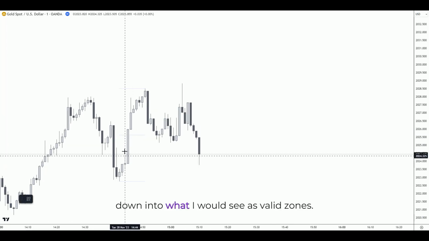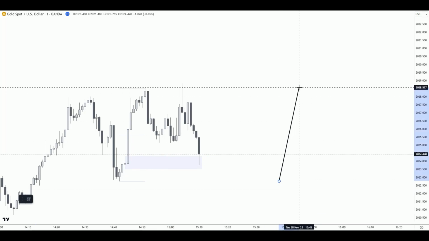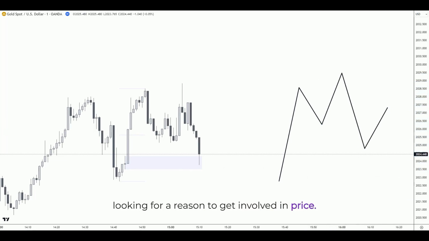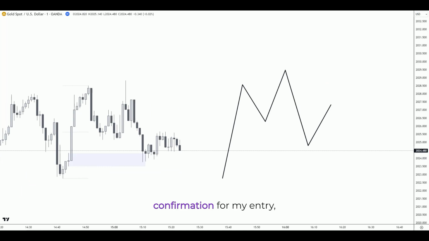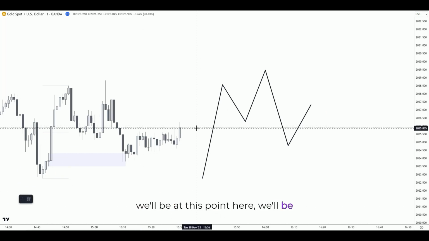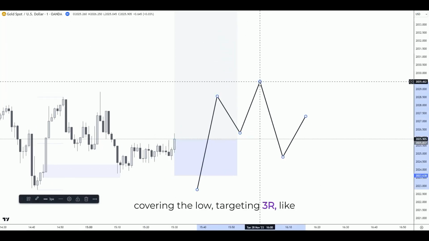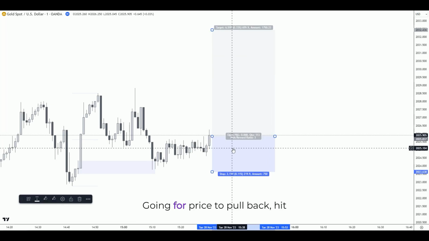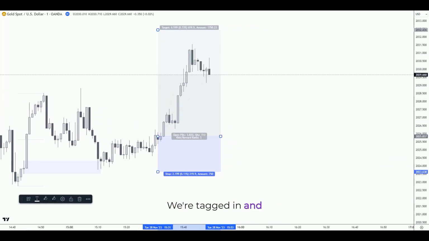It comes down into what I would see as valid zones. So now we've got the situation of this, we've swept this, and now we're looking for a reason to get involved in price. And I'll tell you when I get confirmation for my entry. We'll be at this point here. We'll be looking at a break above the high, covering the low, targeting 3R. And then waiting for price to pull back, hit the entry and go. There we go, we're tagged in.